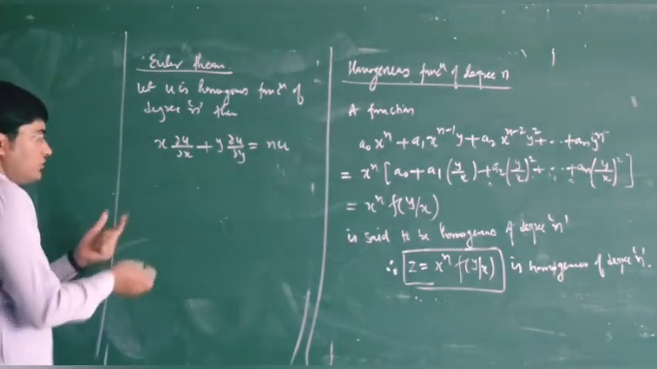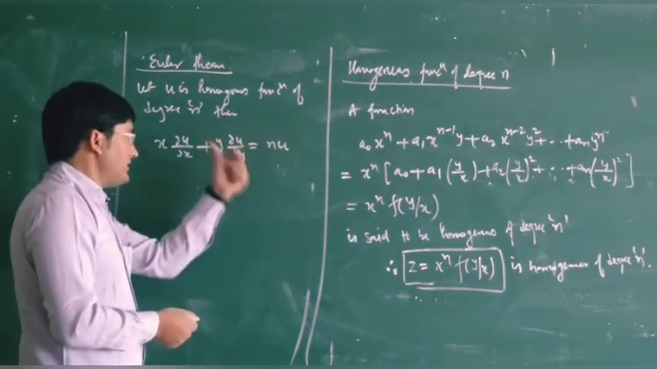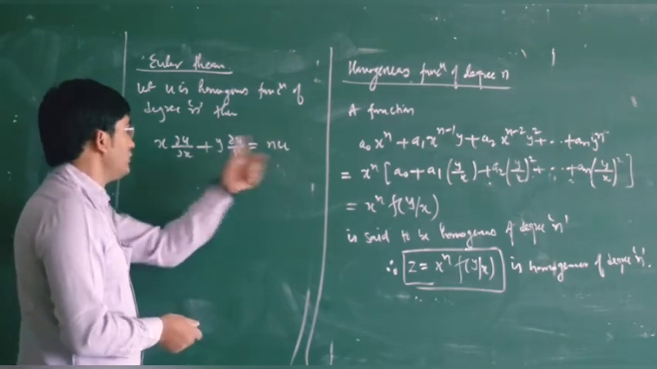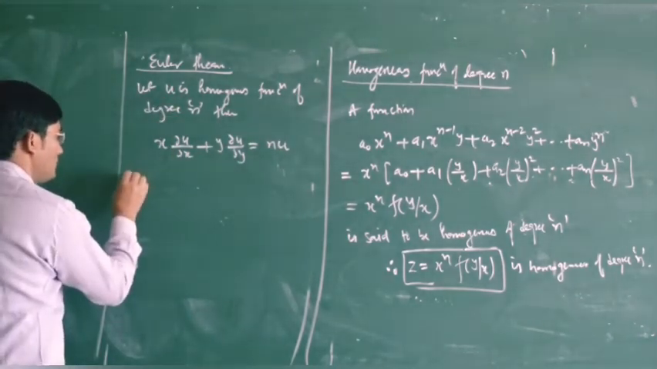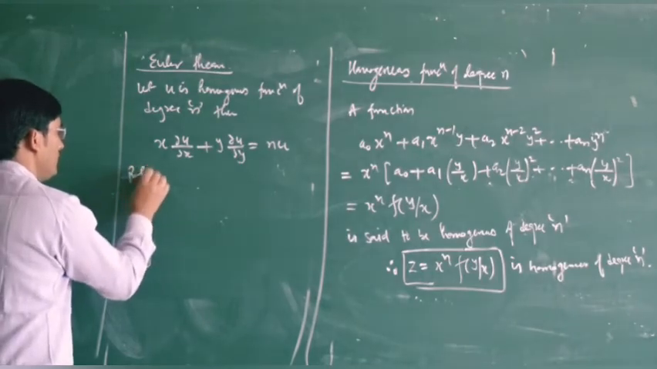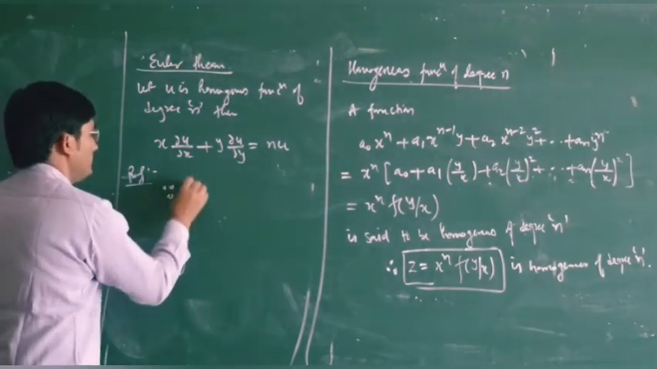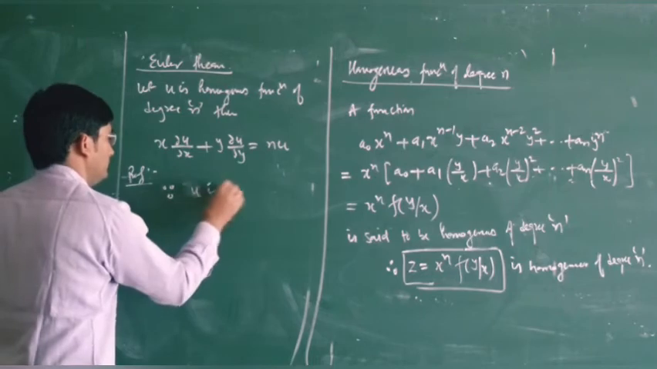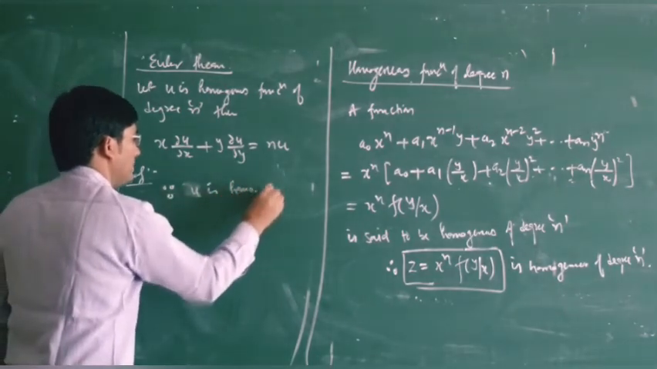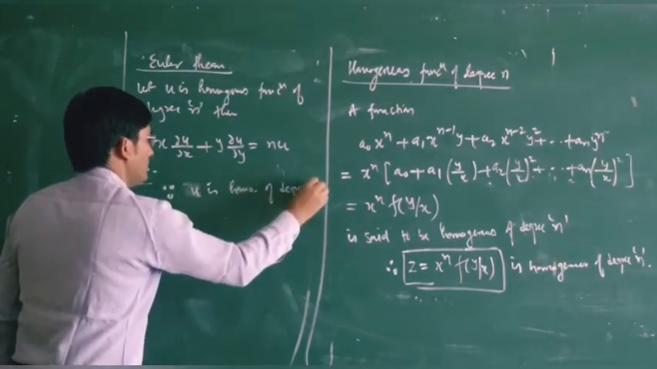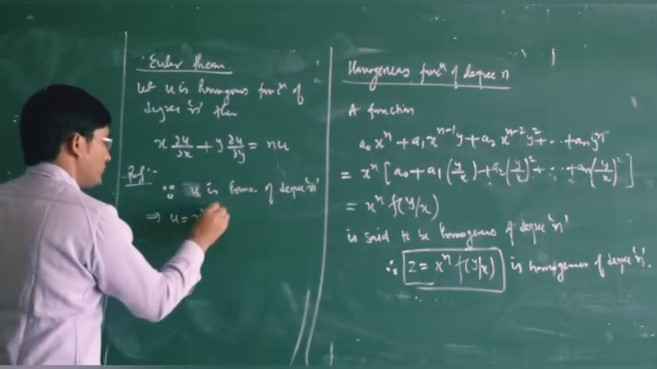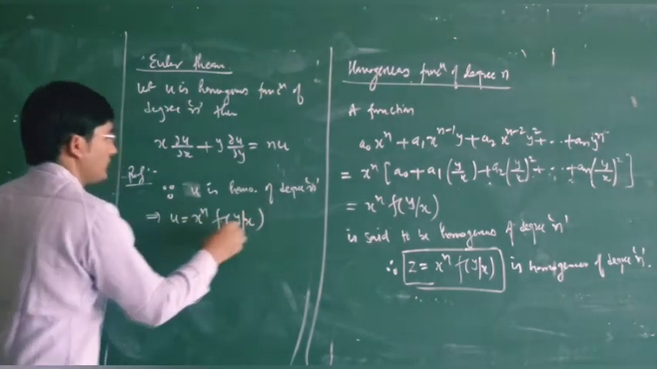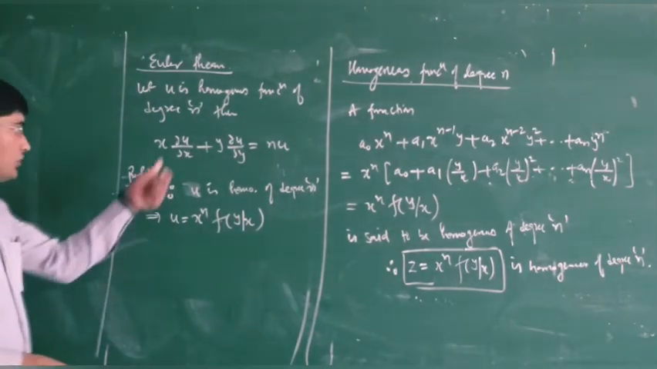So we do not need to compute this left hand side. We can directly write it as n into u. This is the benefit of Euler's theorem. Proof: because u is homogeneous of degree n, we can write u = x^n f(y/x). Now let us compute ∂u/∂x.